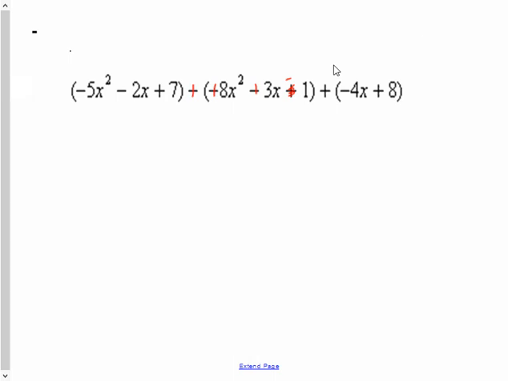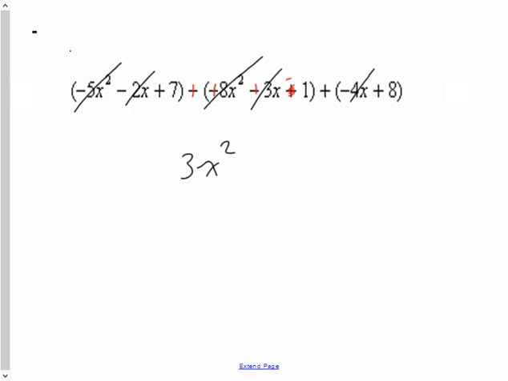So now that you did that, gather your like terms. A negative 5x squared and a positive 8x squared is going to make a positive 3x squared. Now, if you put the positive sign there, it's not wrong, but just know that it's superfluous. You don't need it. A negative 2x and a positive 3x is going to make a positive x.